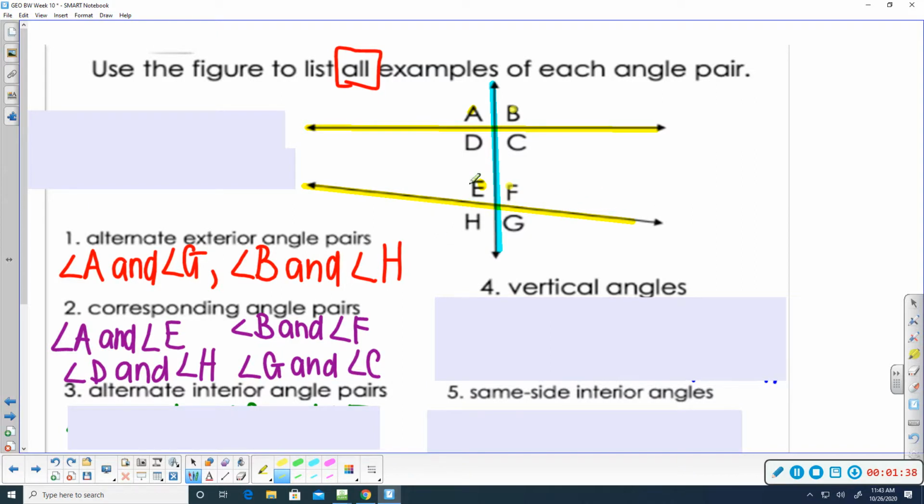Some more examples are angle D and angle H. They're on the same side of the blue transversal, and they're below their respective yellow line. And then angle G and angle C would be another example of corresponding angle pairs.